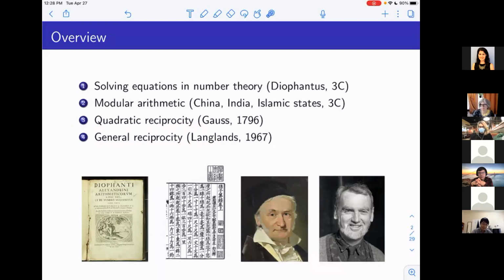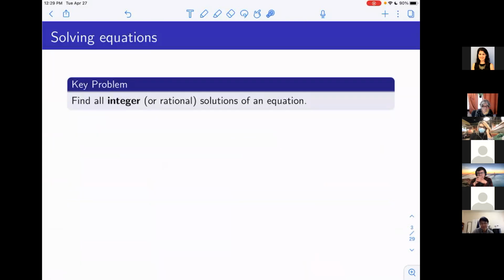And in the pictures are a 17th century copy of Diophantus's book on arithmetic, and this is an old Chinese text on modular arithmetic from the 3rd century, but I think it's a Qing dynasty copy. And Gauss, and unlike Gauss, Langlands is still alive, and he's a professor emeritus at the Institute for Advanced Study in Princeton. All right, so here we go.